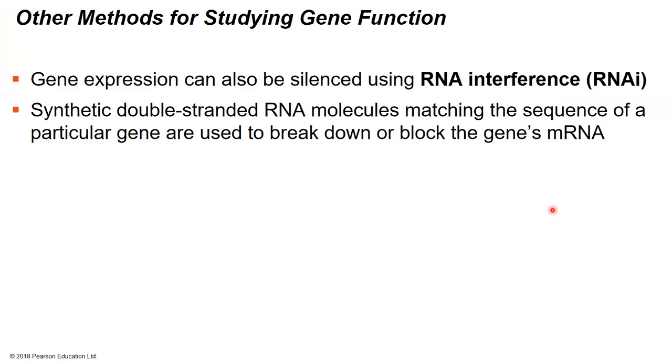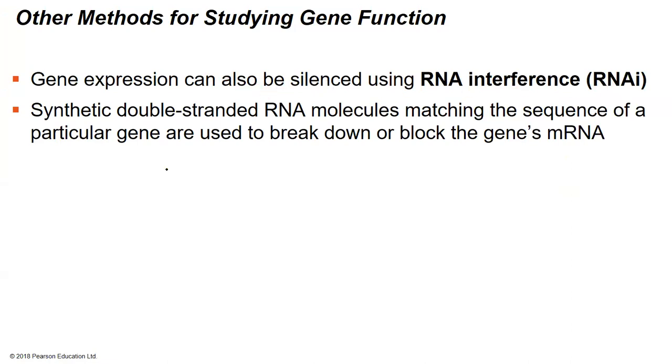Other methods of studying gene function is to use RNA interference. We learned about RNA interference and small interfering RNA in the previous chapter. So RNA interference could be used to silence genes, to prevent the expression of genes.